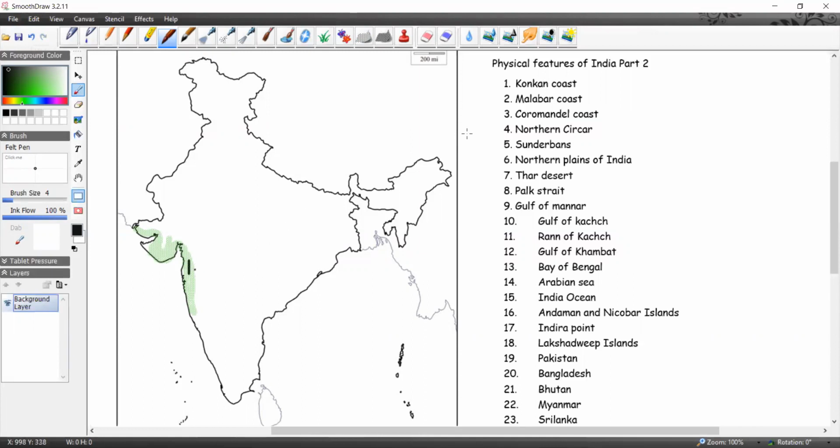And what is second one? Malabar coast. Malabar coast is coastal Kerala. Coastal Kerala is called as Malabar coast. This one. So this is number 2.